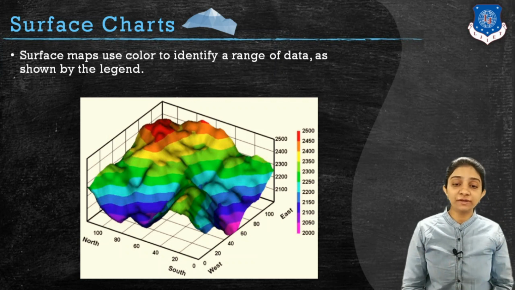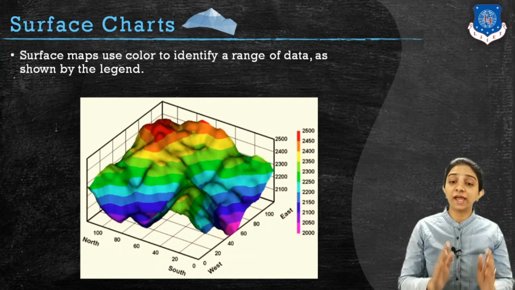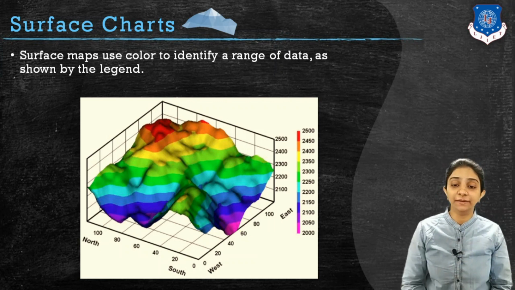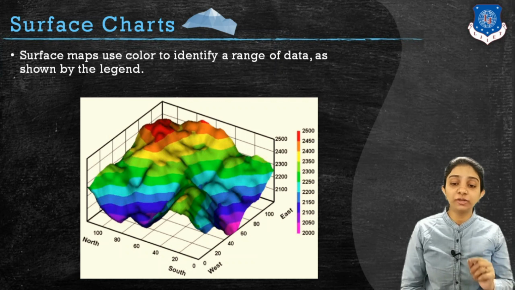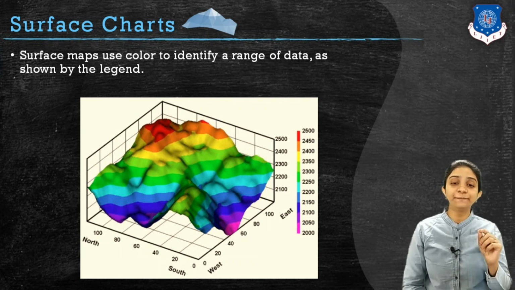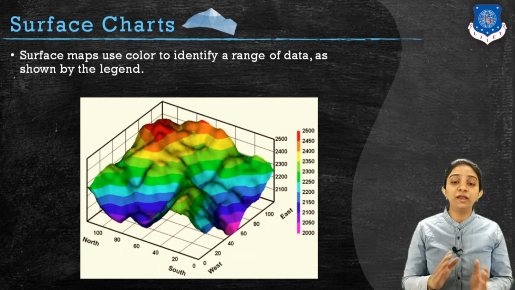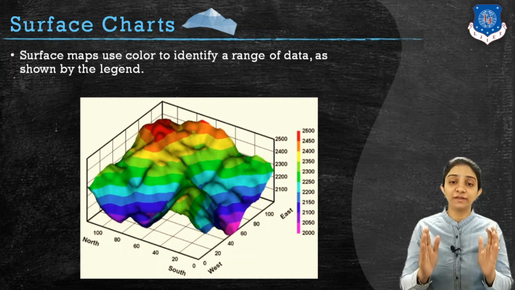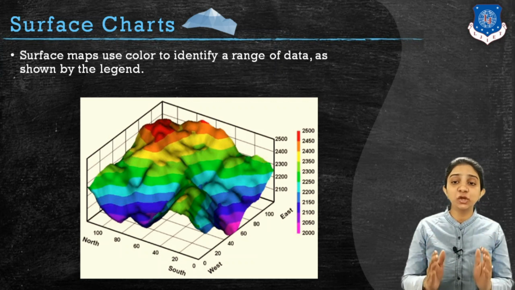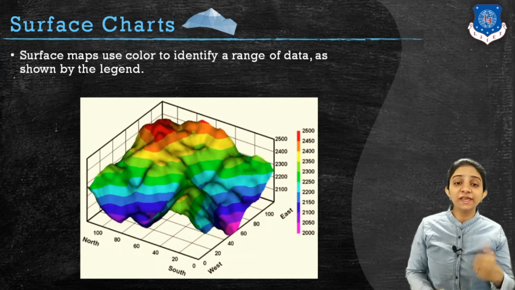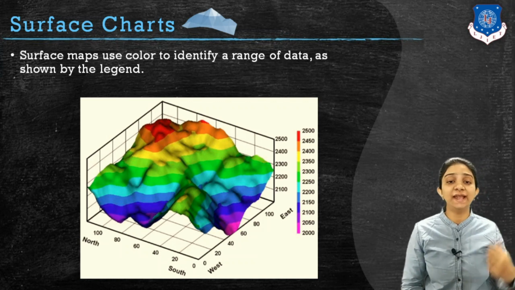From this diagram, we can also see that towards the northeast the wind pressure is highest, and towards the south and the middle of west and east, the pink color represents the lowest air pressure over a particular geographic location. So the colors used to represent the surface area or the range of the data over the surface are depicted by the legend.